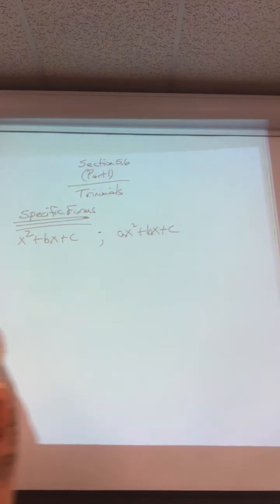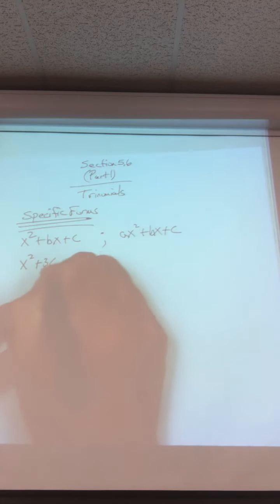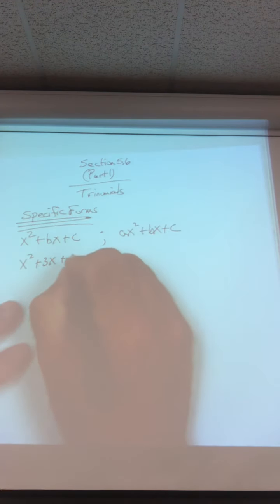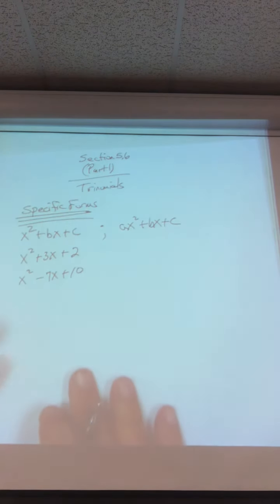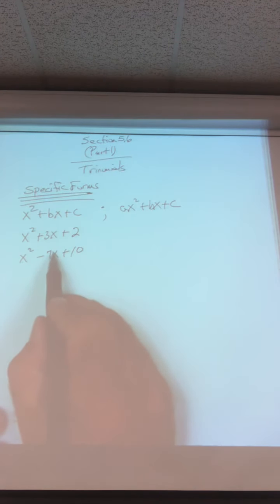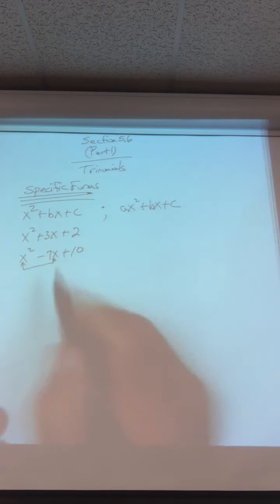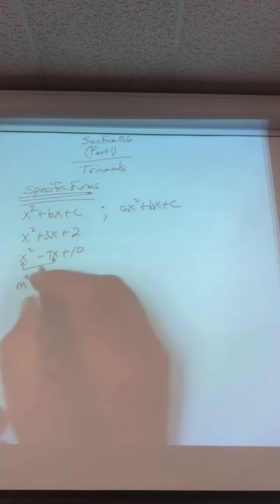So let me give you just some examples of this first type. Like x squared plus 3x plus 2. Or x squared minus 7x plus 10. That's what I'm talking about. A letter squared plus or minus some number times that same letter. So whatever letter is being squared is also in the middle. And then plus or minus some constant. One more, just to show you that it doesn't have to be x squared. It could be m squared minus 2m minus 15.